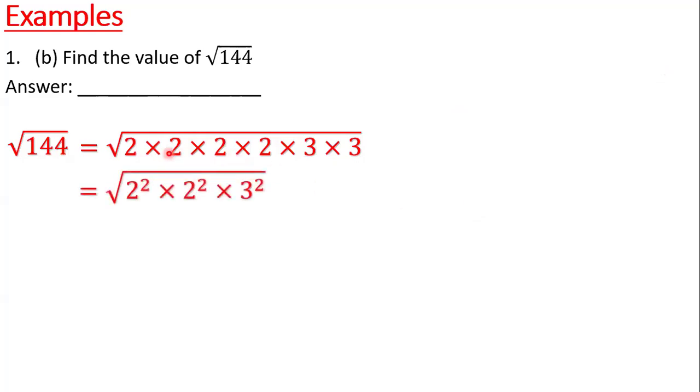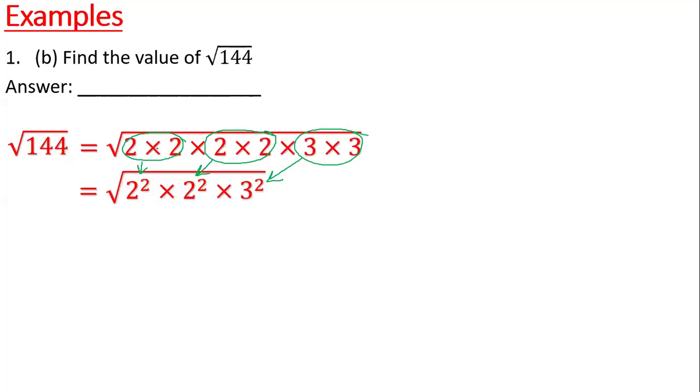We could have 2 times 2. That's going to be what? 2 to the power of 2, 2 squared, right? That's how we got that. And then 2 times 2 is going to be what? 2 squared, right? And then 3 times 3 is going to be what? 3 squared. Do you all understand that?